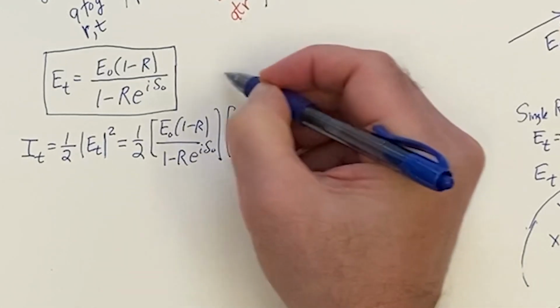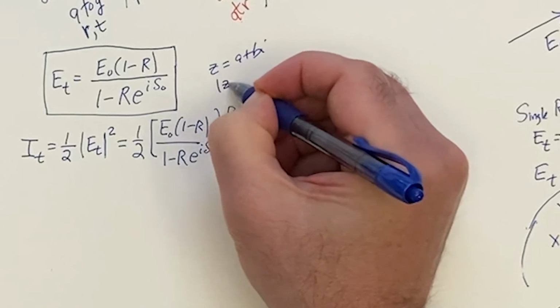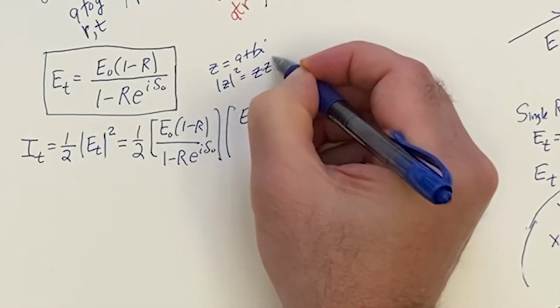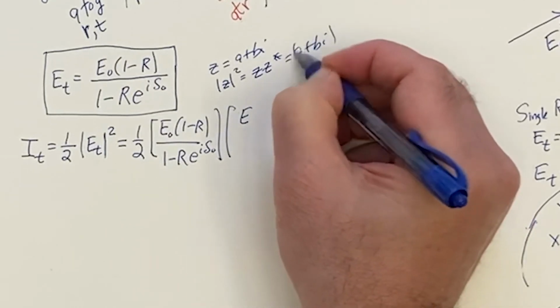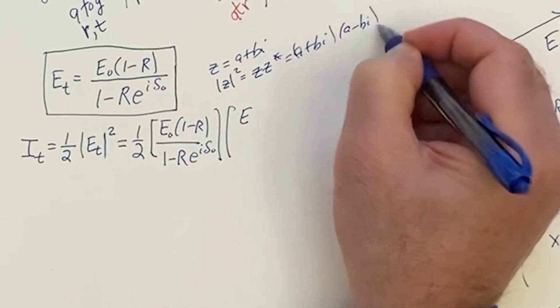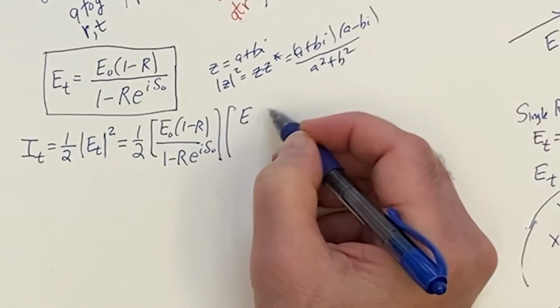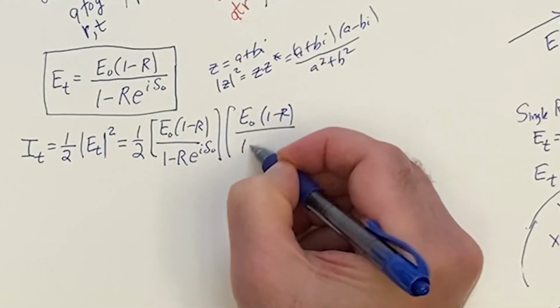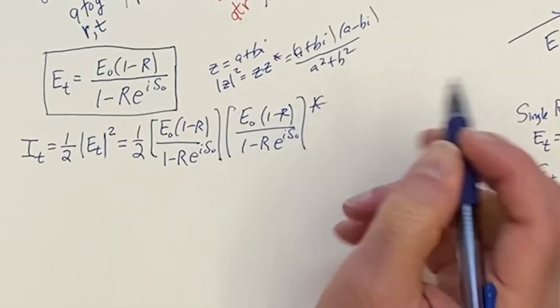So that's if you have Z is A plus BI, to get the Z squared, you can just say Z star, where you go A plus BI, A minus BI, and that's a cool way to get A squared plus B squared. So this is E naught, 1 minus R over 1 minus R e to the I delta naught, and that's a star.